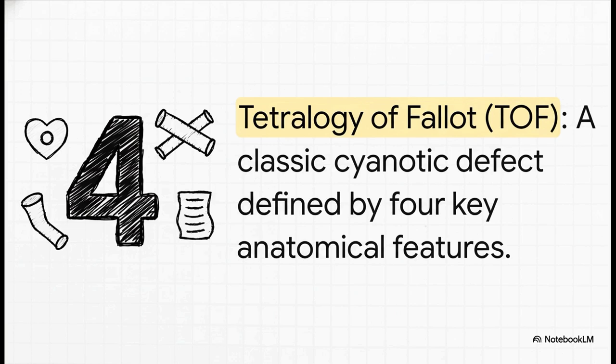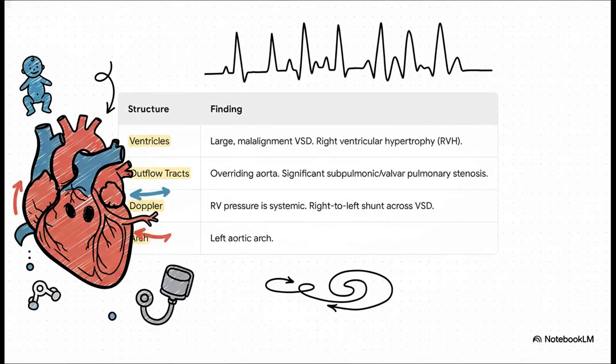It's the most common cyanotic heart defect out there, and it's defined by 4 very specific anatomical features that all stem from one little error in development. It is a fascinating and super challenging case, so let's really break this one down. Okay, so you pop open the echo report for a TOF patient. Here's what you're going to find using our system.